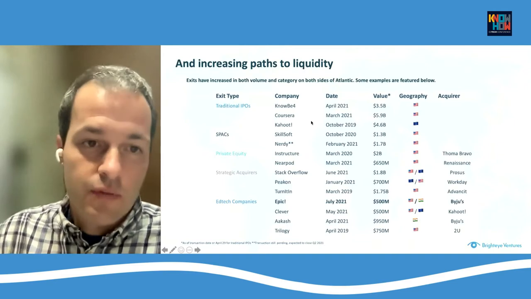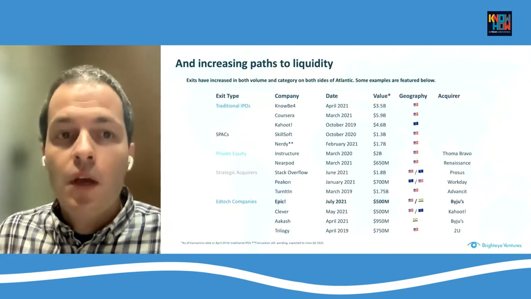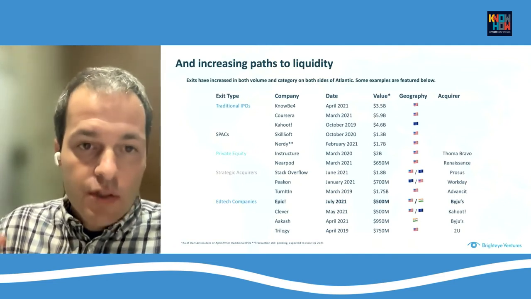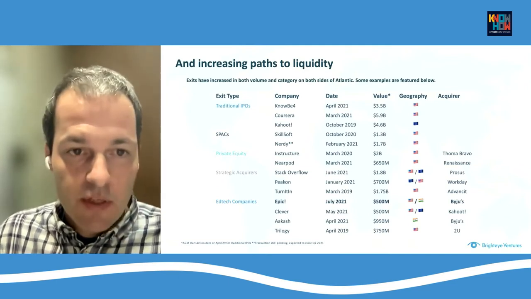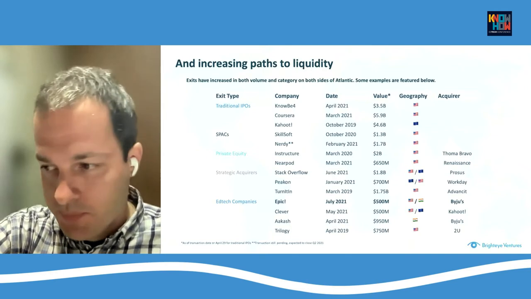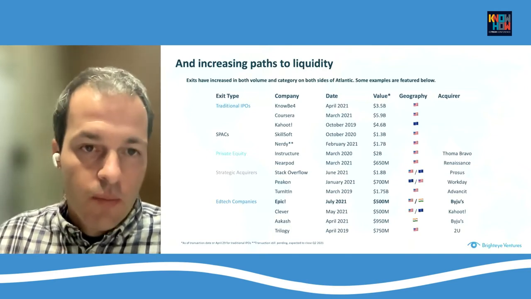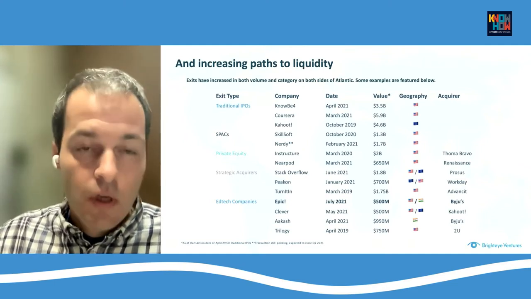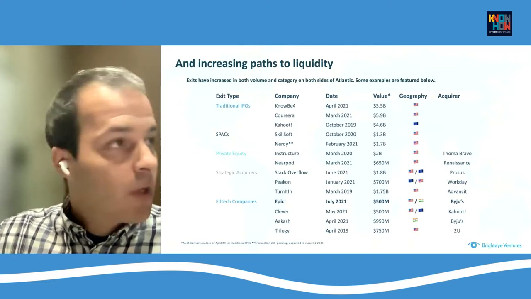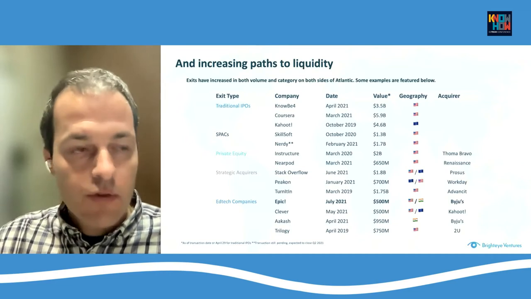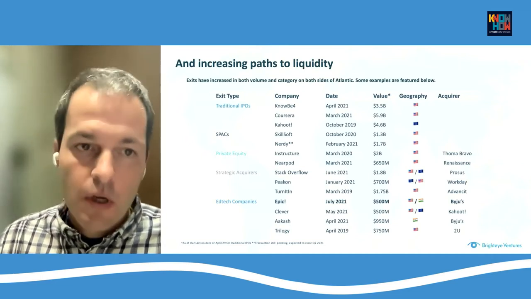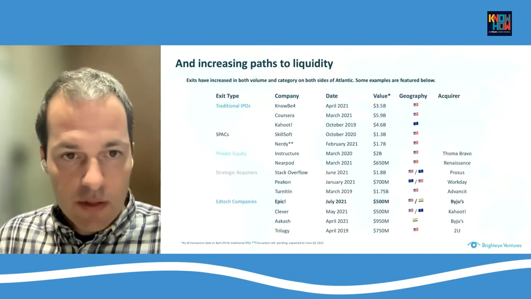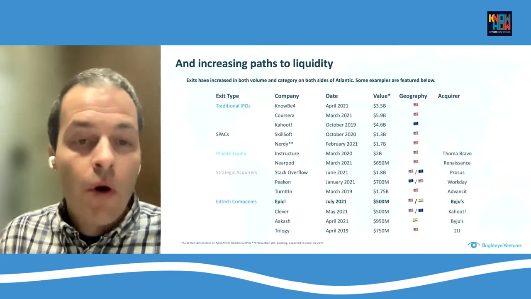What you're also seeing, which is important for investors like me and also for the entrepreneurs who are building these companies, is increasing paths to liquidity. So it used to be there were a small number of companies that would actually buy EdTech, education technology companies, and provide liquidity for investors and entrepreneurs. What's happened is you actually now have a really diverse way for entrepreneurs and investors to achieve liquidity. So increasingly you're seeing public offerings, both traditional public offerings and SPACs, which are special purpose IPOs, which can go a bit faster. You have private equity companies, which are increasingly interested in acquiring education technology companies.